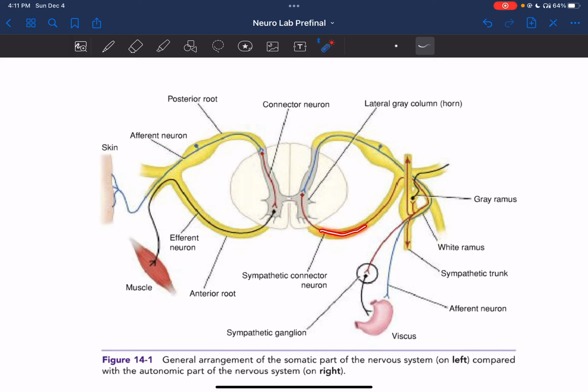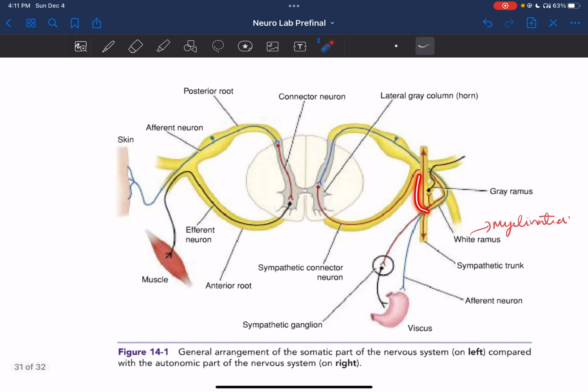Okay, and once it takes this path, it is going to enter something known as the white rami. White rami is nothing but it is myelinated. Once it enters the white rami, it is going to enter the ganglia. This is the ganglia. I'm just giving a rough idea. Make sure you go to Snell's textbook too. So on leaving this ganglia, this fiber can travel up, travel down, or leave the ganglia through the gray ramus, which is not myelinated, which is unmyelinated. Okay, so that is what I wanted you to understand about the general arrangement of the autonomic nervous system, especially the sympathetic one.